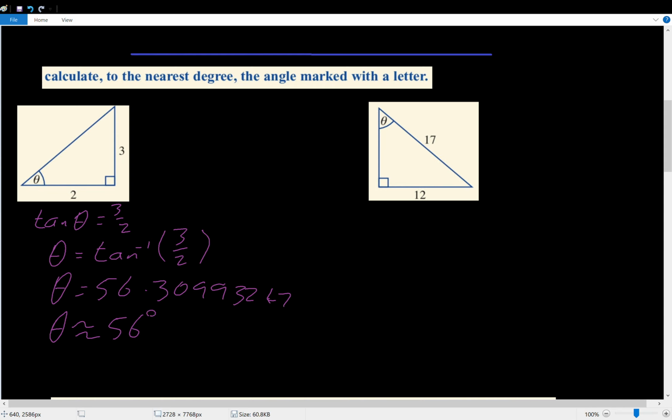this. Okay, now for the next one here, we've got our angle theta, and this time we've been given the side opposite it and the hypotenuse. The ratio that uses opposite and hypotenuse is sine. So in this case, we have sine theta is equal to 12 over 17, which means that theta itself is going to be equal to sine inverse of 12 over 17.